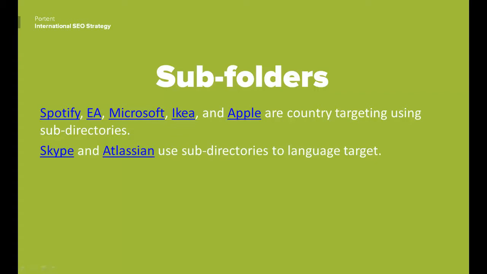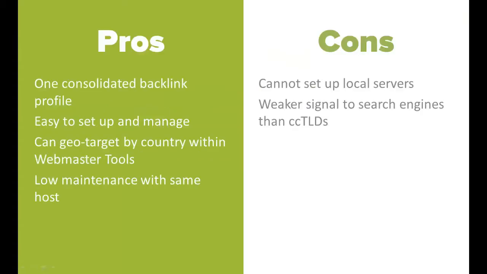Here's a couple examples of big sites that are using subfolders as their country or language targeting. Spotify, Microsoft, IKEA, they all use country targeting via subfolders. Skype is another example. They use subdirectories or subfolders to language target. You can do either one. The pros and cons involved with this approach.